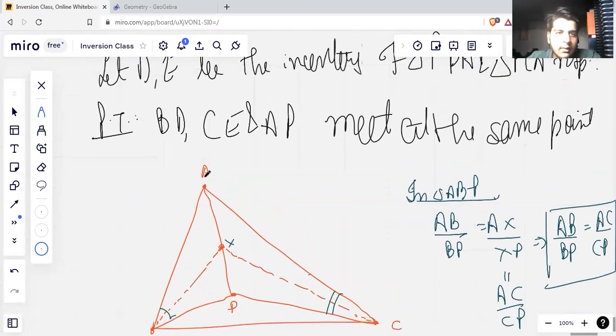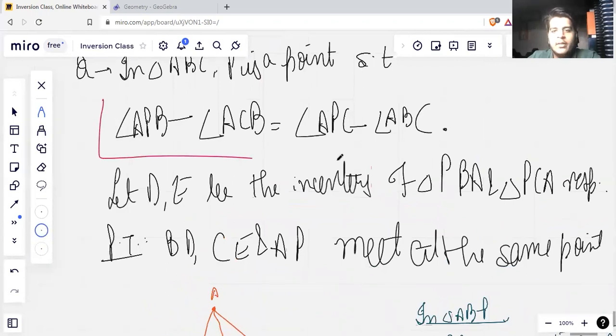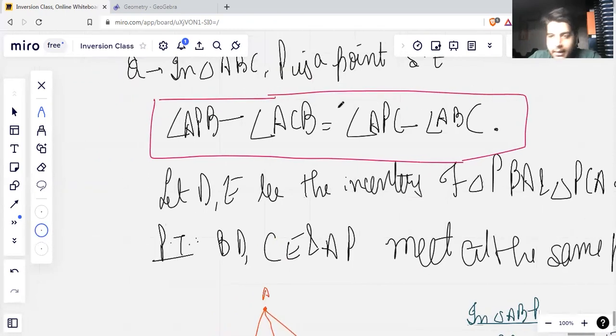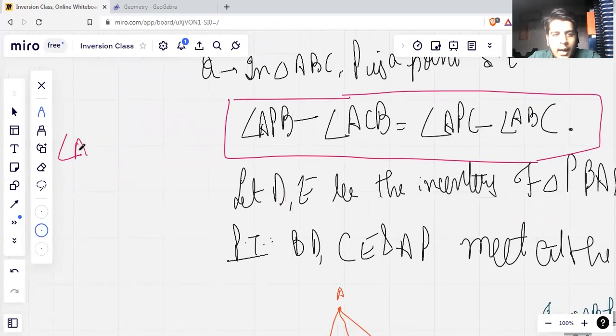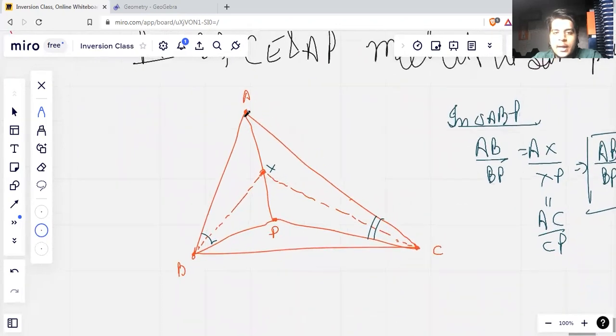Okay, now we are given this weird angle condition. It's just very, very weird. But if you have an observant eye, we can notice every angle here is of the form angle AXY. And if we consider A as the center of our inversion, then this angle will be of the form AY dash X dash. This is nice. What we do is consider an inversion centered at A with some random radius. We don't care about the radius.